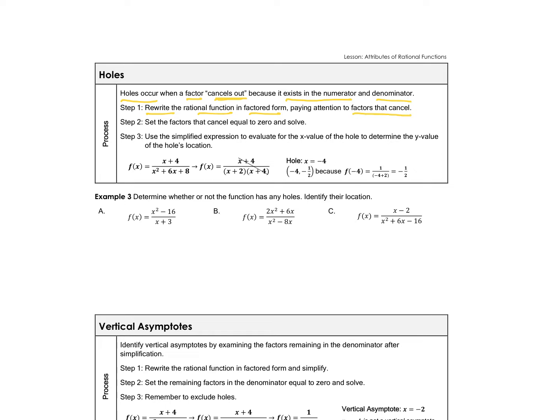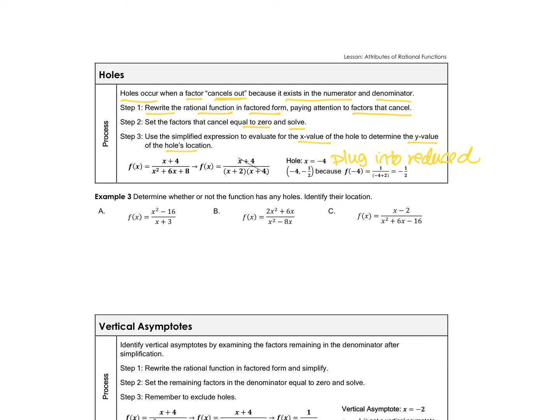You're setting your factors that cancel equal to 0 and solving. That will give you your x value. So you're using the x value to determine the y value of the hole's location. So your hole is always an ordered pair. So once you find the x, you'll plug it in to the reduced form to find your y value.